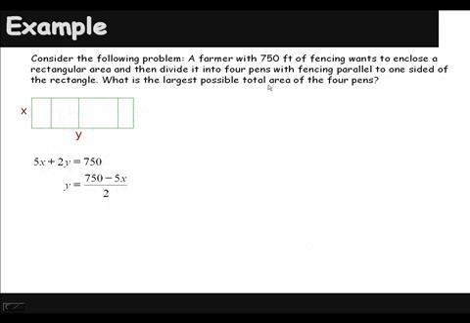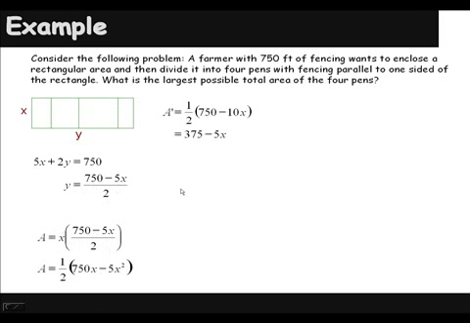We're looking for total area, largest total area. Well, area is just length times width, or x times y. But y is 750 minus 5x over 2. This keeps me in one variable. If I distribute the x, I don't have to worry about the product rule. Let's go ahead and find the derivative. Derivative would be 375 minus 5x. If I set that equal to 0, I get 75.